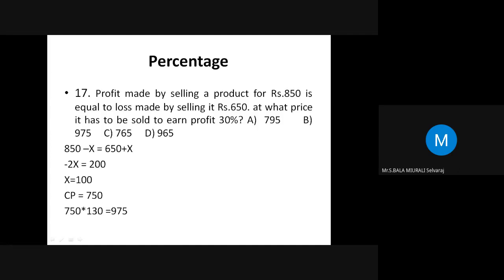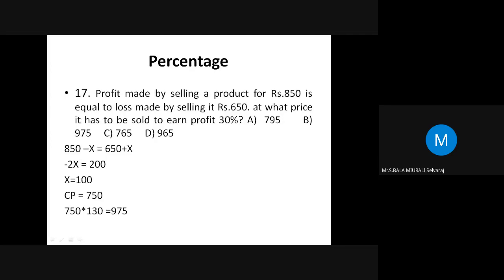Profit made by selling a product for rupees 850 is equal to loss made by selling it for 650. That means at 850 they get a profit and at 650 they get a loss. And they're telling that profit and the loss both are equal amounts. Got it? Yes or no? Okay, so I will work the problem so that you can understand the question.